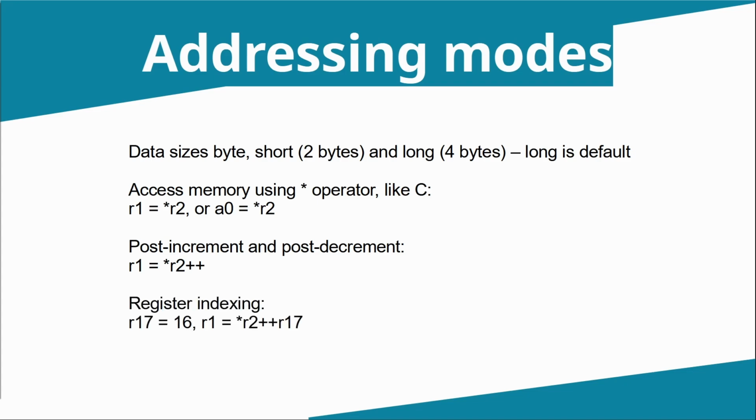And finally, an index mode that we don't see on the 68030, and that is indexing via another register. So here, first of all, let's assume that register R17 is set to the value of 16, and then look at the next instruction. We're loading the register R1 with the contents pointed to by register R2. Once that's complete, we're then indexing R2 by whatever the value of R17 was. Well, it's 16, so we're going to add 16 bytes onto R2 once that memory access is complete.